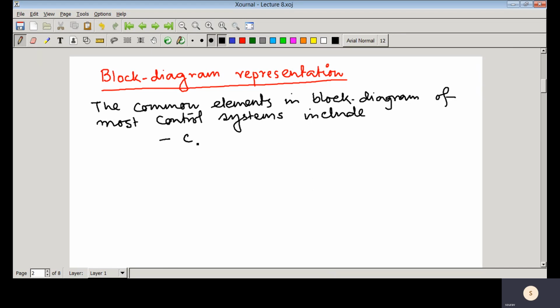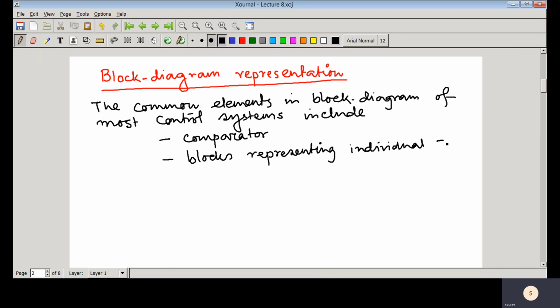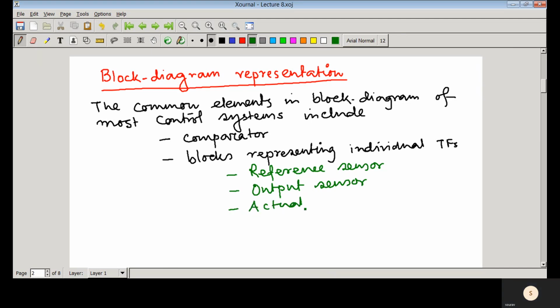So those are the comparator, then blocks representing individual transfer functions, so I am writing the abbreviated term TF for transfer functions. Which are those? Reference sensor, then output sensor, actuator. Already we have seen those blocks, controller and the plant.